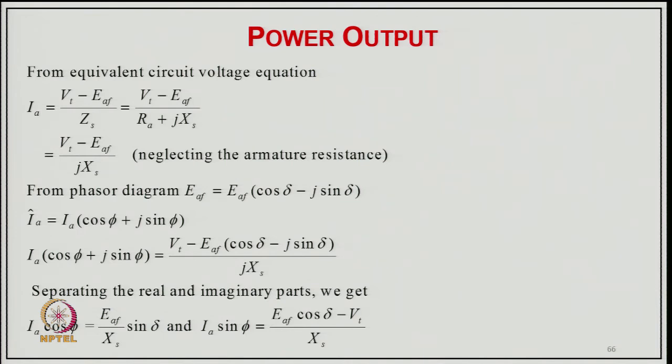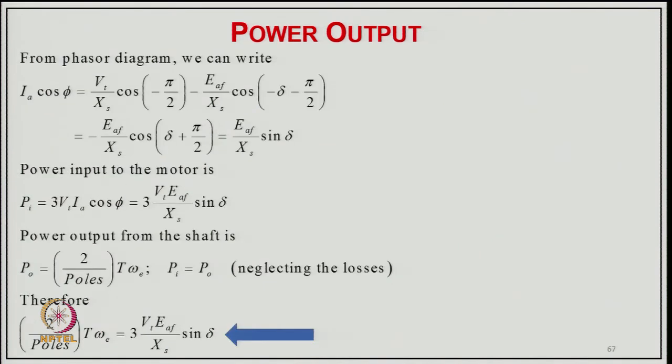So, it becomes I_A cos phi equals (E_F/X_S) sin delta, and I_A sin phi equals (E_F cos delta minus Vt) upon X_S. And now from this you can say I_A cos phi equals (Vt/X_S) cos(minus pi by 2) minus (E_F/X_S) cos(minus delta minus pi by 2).